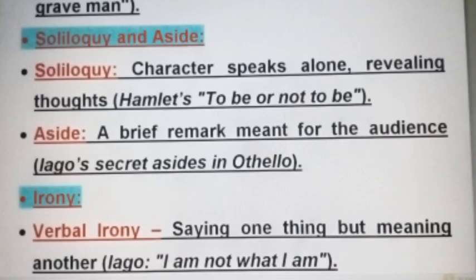The next device is soliloquies and asides. Soliloquy, a character speaks alone, revealing thoughts. For example, Hamlet's "to be or not to be" soliloquy. Then aside. An aside is a brief remark meant for the audience. For example, Iago's secret asides in Othello.